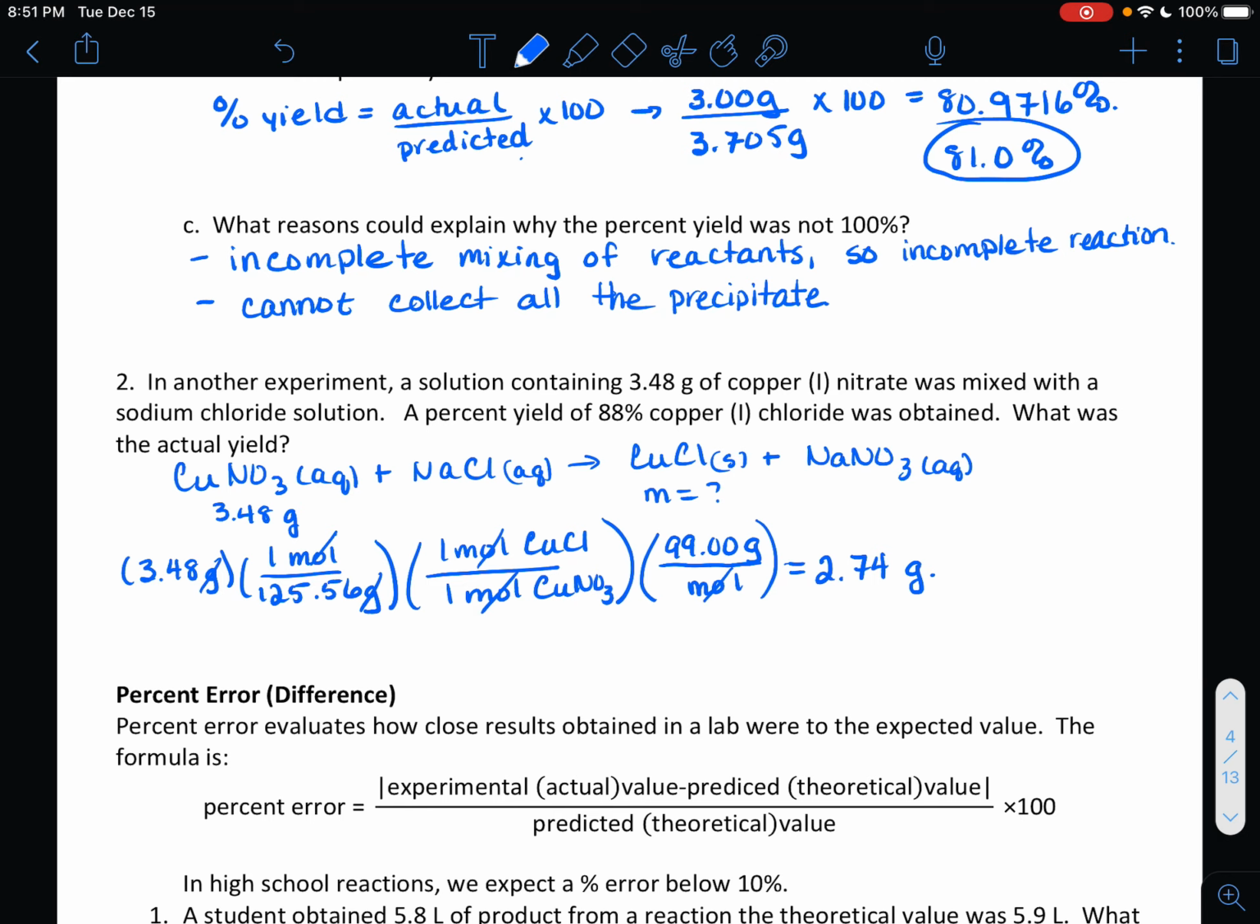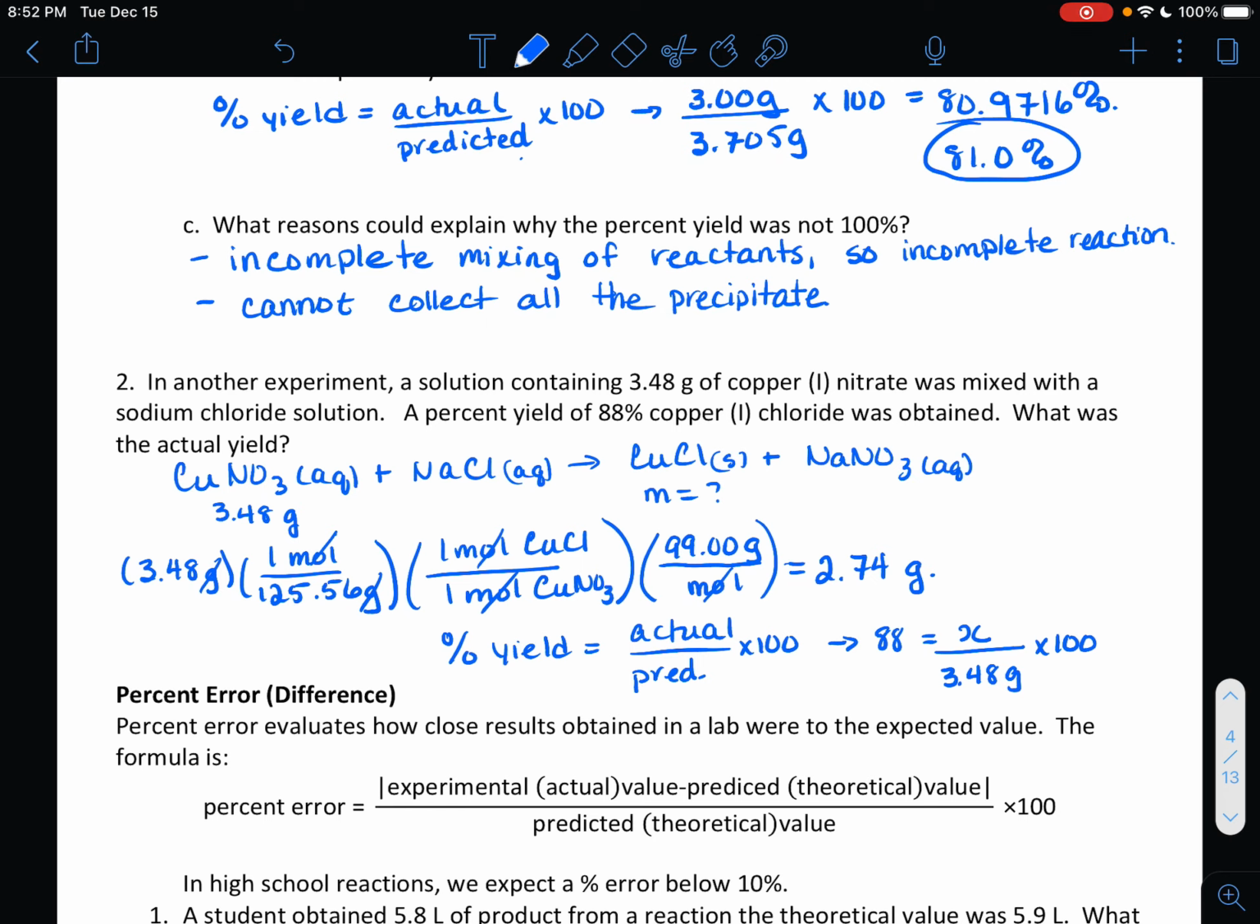Now, for this one, I know the percent, so the way that most of you would probably solve it is just to substitute into your formula and work backwards. So this is actual over predicted times 100. So you would substitute in and you would put 88 equals your unknown over the predicted, which was 3.48 grams times 100, and then basically solve for x.